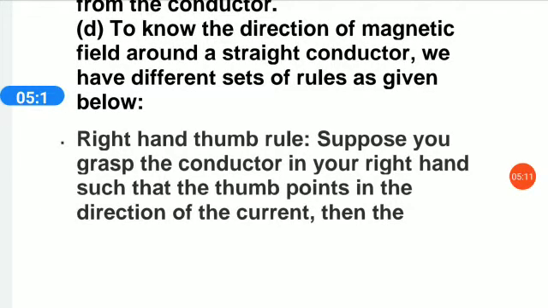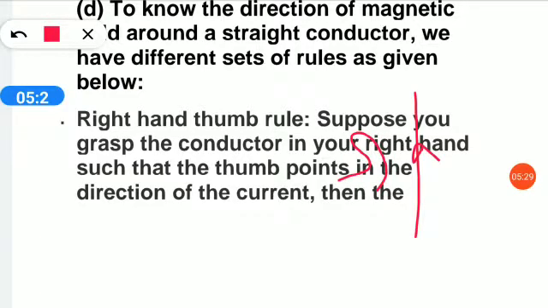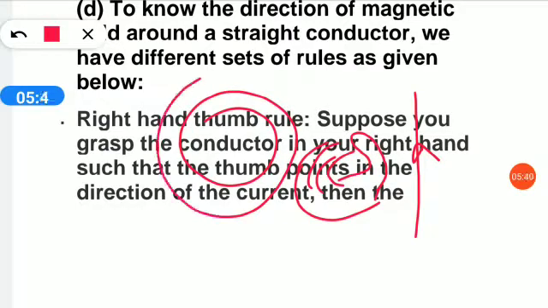With the help of the right hand thumb rule, you will get to know the direction, whether it is clockwise or anti-clockwise. Right hand thumb rule: suppose you grasp the conductor in your right hand such that the thumb points in the direction of current. If the current is going upward, your thumb should be upward, and your fingers' direction will be like this. So it is going up, then the fingers go like that, which means anti-clockwise. This is the direction of the fingers and this is your thumb.